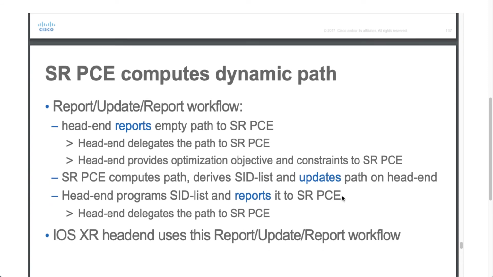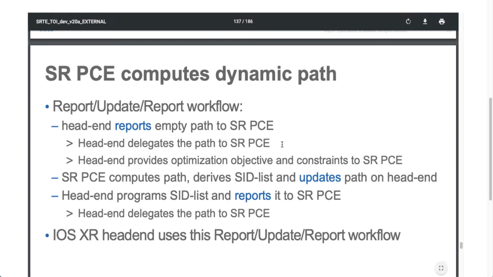Pretty much a similar example flow continues. So the report, update, report workflow. In this case, the update is happening. Headend reports an empty path to SR-PCE. There is no path initially. Headend delegates the path to SR-PCE. Headend again provides the optimization objective and constraint to SR-PCE. SR-PCE will compute the path. It derives a SID list and it's going to update the path on the head end this time, because the head end already had a path, which happens to be an empty path actually. Now the head end programs this SID list and it will report the same thing to the SR-PCE.